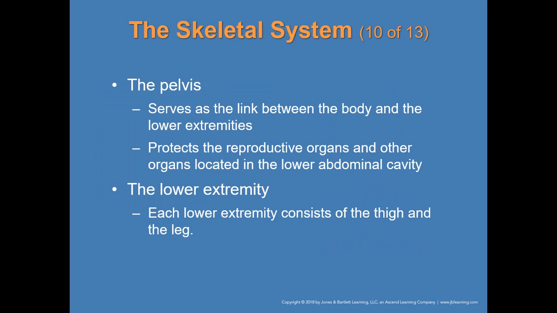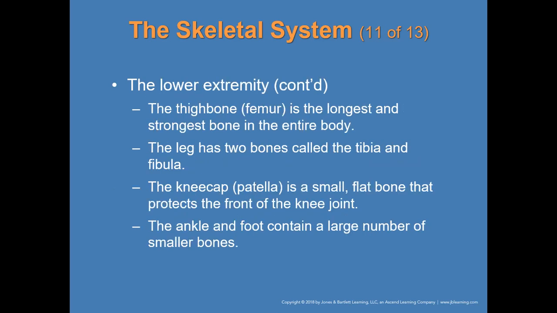And then from there, we're going to move on to the pelvis. This serves as the link between the body and the lower extremities. It protects your reproductive organs and everything located in the lower abdominal cavity. Then you have your lower extremity that's connected by your pelvis, which is your thighs and legs. That's going to be your tibia, your fibula, and your femur. Your femur is going to be the strongest bone in your body.